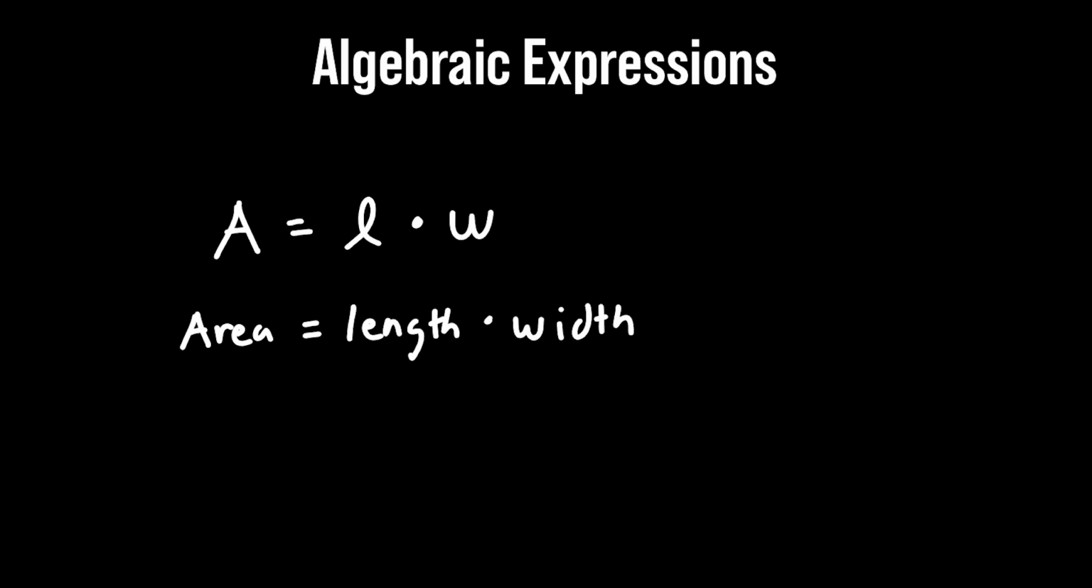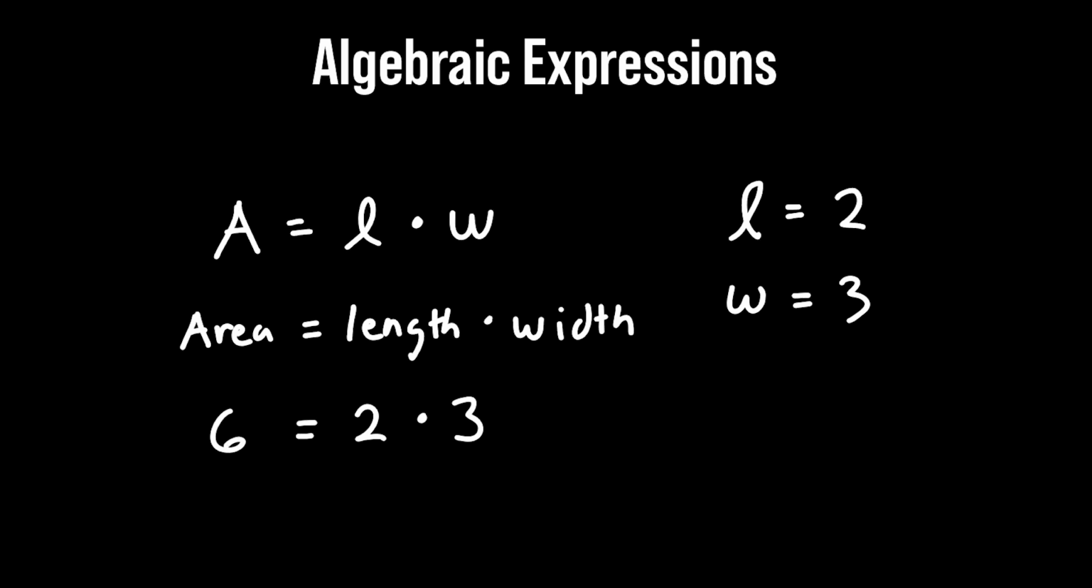So usually you would get assigned values for length. Length would be equal to 2, for example, and width would be equal to 3. And then you can use the equation to compute area. So you know that length is 2 and width is 3, so you'd have 2 times 3, and then you'd know that the area is equal to 6.